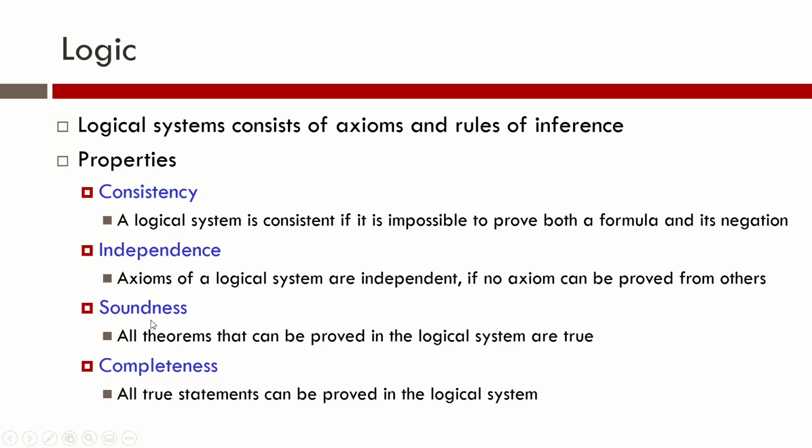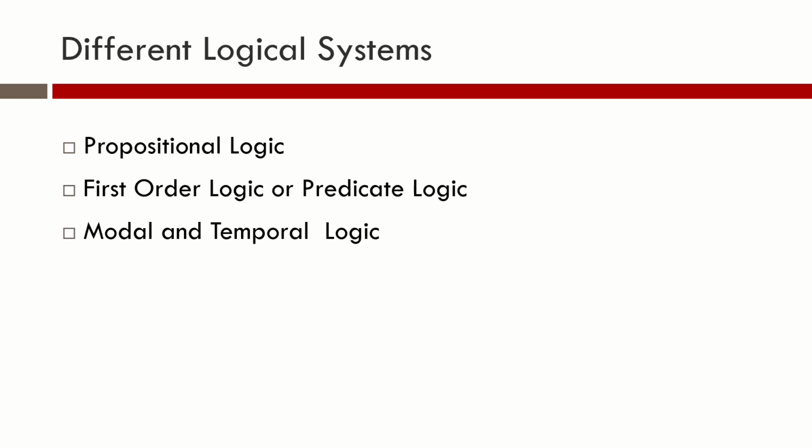Then the third property is soundness. Soundness states that all theorems that can be proved in the logical system are true. And completeness says that all true statements can be proved in the logical system. So these are the 4 properties a logical system should satisfy. So that is a basic idea on logic and why exactly you need to learn logic for computer science.